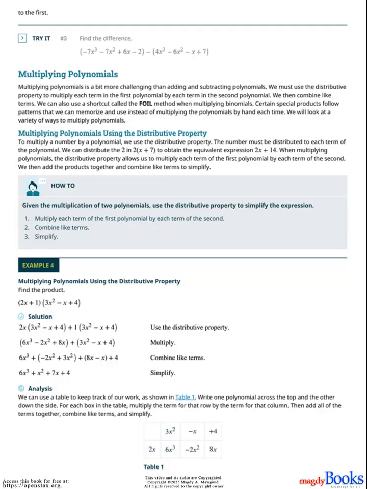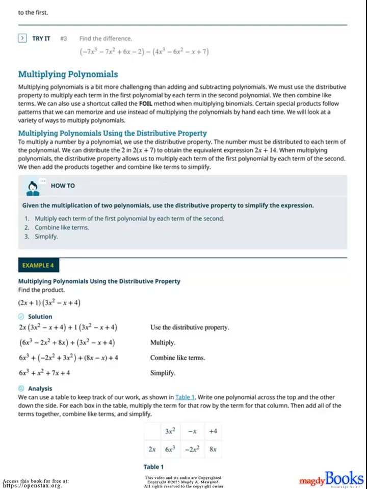We will look at a variety of ways to multiply polynomials. A. Multiplying polynomials using the distributive property. To multiply a number by a polynomial, we use the distributive property. The number must be distributed to each term of the polynomial.